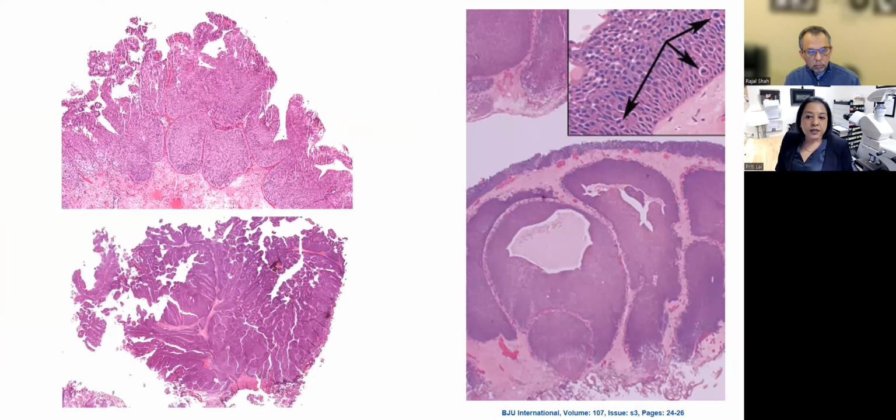So here is an example where you can see a nice exophytic component of papillary urothelial carcinoma, and you can see various sizes and shapes of these inverted growth patterns pushing into the lamina propria below. And these are really complex papillae. They are fused, they are variously cut here.